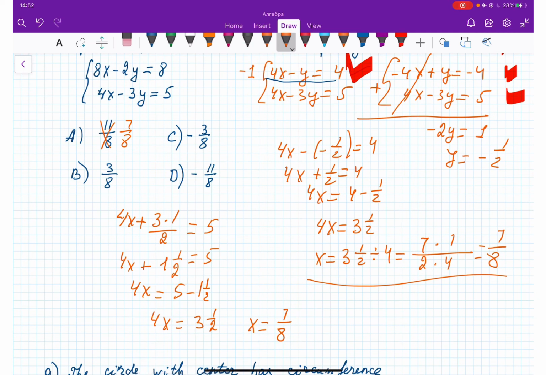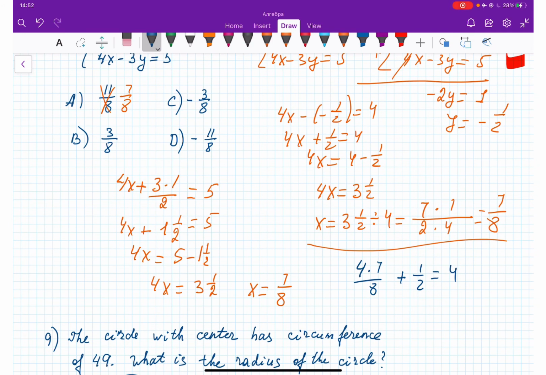Okay, well, let's double check. I'm going to plug into this one. So 4 times my x, which is 7 over 8, and minus my y, which is negative 1 half, is going to be plus 1 half, and it equals 4. So 4 and 8 cancel, 7 at the top and 2 here. I get 7 over 2 plus 1 half. 7 over 2 is 3 and 1 half, right? And plus a half, we get 4. So 7 over 8 is correct. Yes, indeed, 11 over 8 is a mistake.